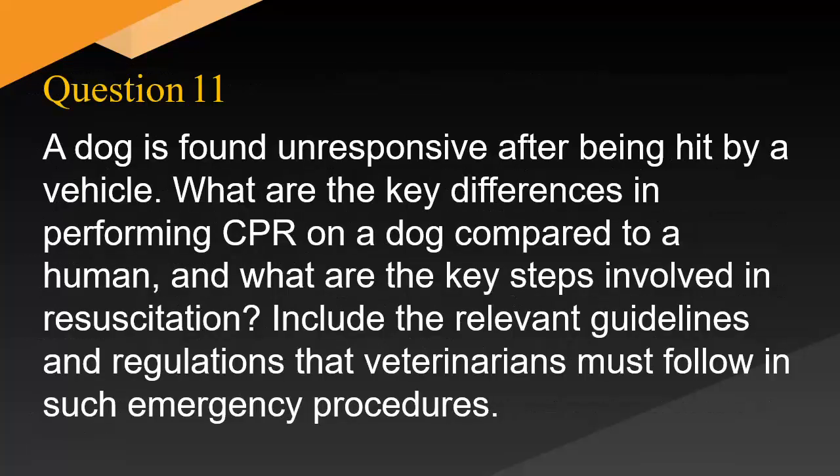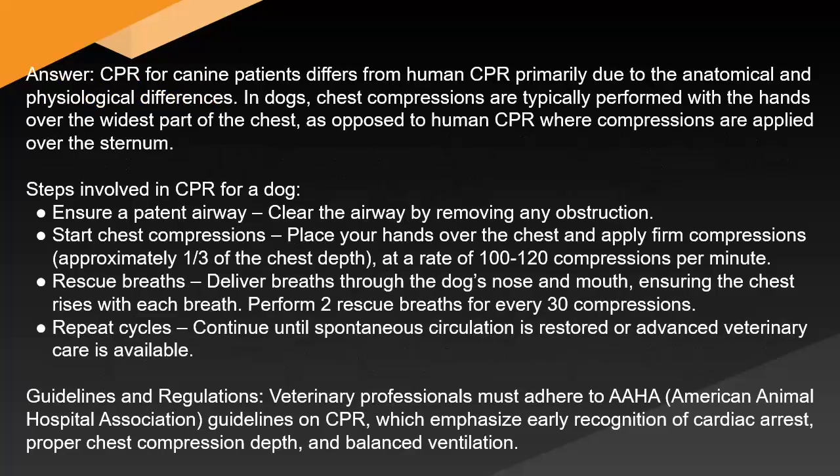A dog is found unresponsive after being hit by a vehicle. What are the key differences in performing CPR on a dog compared to a human, and what are the key steps involved in resuscitation? Include the relevant guidelines and regulations that veterinarians must follow in such emergency procedures. Answer: CPR for canine patients differs from human CPR primarily due to the anatomical and physiological differences. In dogs, chest compressions are typically performed with the hands over the widest part of the chest, as opposed to human CPR where compressions are applied over the sternum.